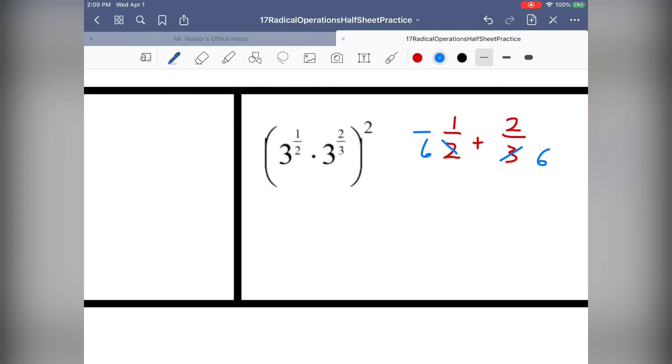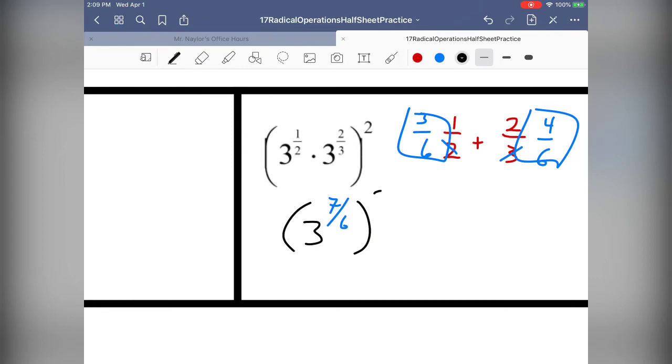That means that you multiply the top by 3. That means you multiply the top by 2. But 3/6 plus 4/6, that's 7/6. That's going to be my new exponent, 7/6. Now, at this point, I can take this 2 and I can bring it in.